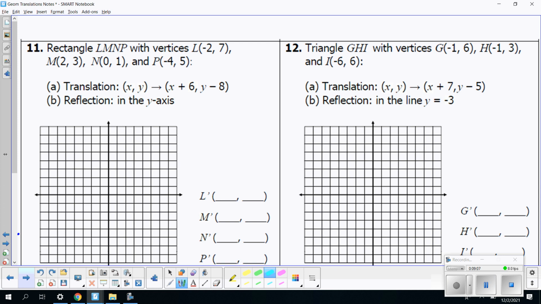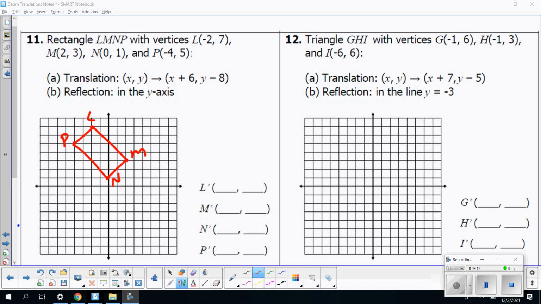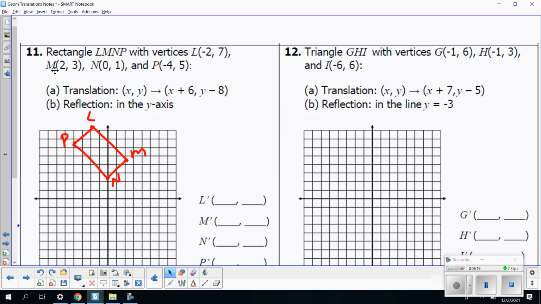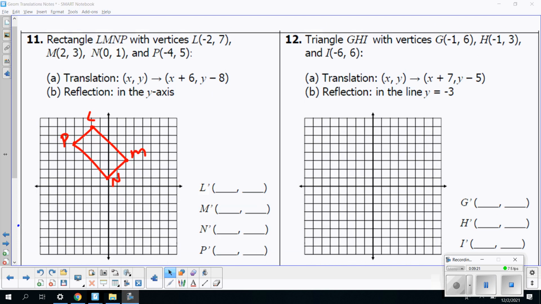Okay, I want you to pause the video and go ahead and graph the rectangle L, M, N, and P. Okay, the first thing we're going to do to this graph is we're going to translate it. That's because this one's A. We're going to translate it to the right 6 and down 8. So let's do that. Let's figure out our translated points.